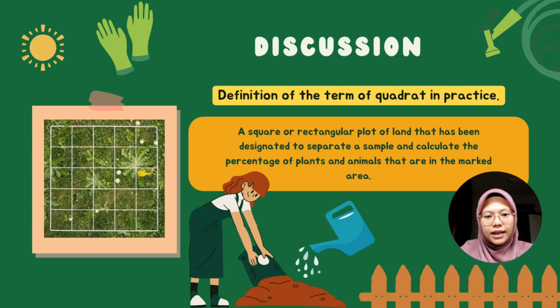For the discussion, according to Biology Online 2022, a quadrat can be defined as a square or rectangular plot of land that has been designated to separate a sample and calculate the percentage of plants and animals that are in the marked area.